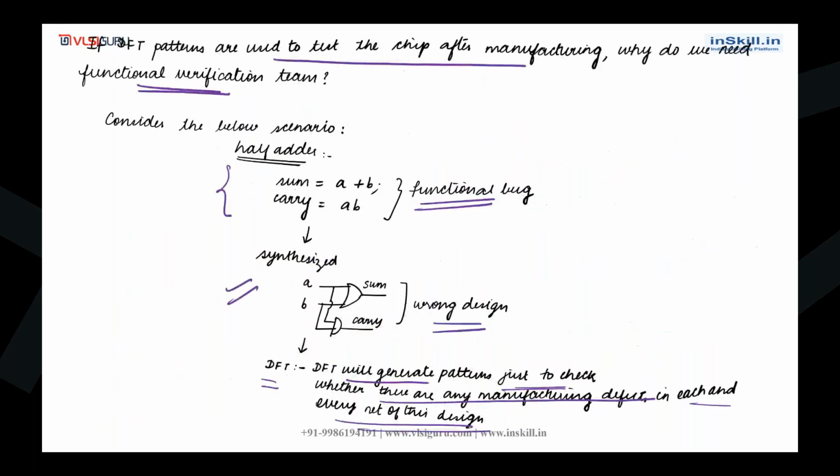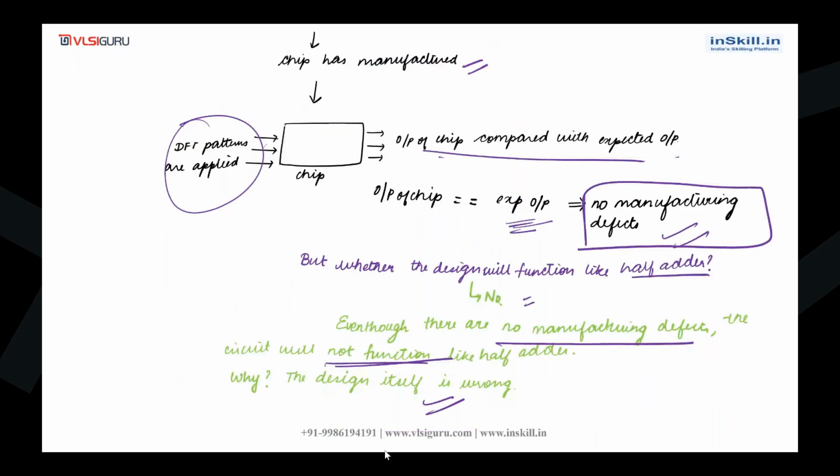So if you see, at the design stage, the design itself is wrong. The wrong design has got synthesized and was given to the DFT team. The DFT team generated patterns just to check whether there are any manufacturing defects in each and every net of this design. Then the chip got manufactured, DFT patterns are applied, and the output of the chip is compared with the expected output. Both are equal, so there are no manufacturing defects. But even though there are no manufacturing defects, this circuit will not function like a half adder. Why? The design itself is wrong.